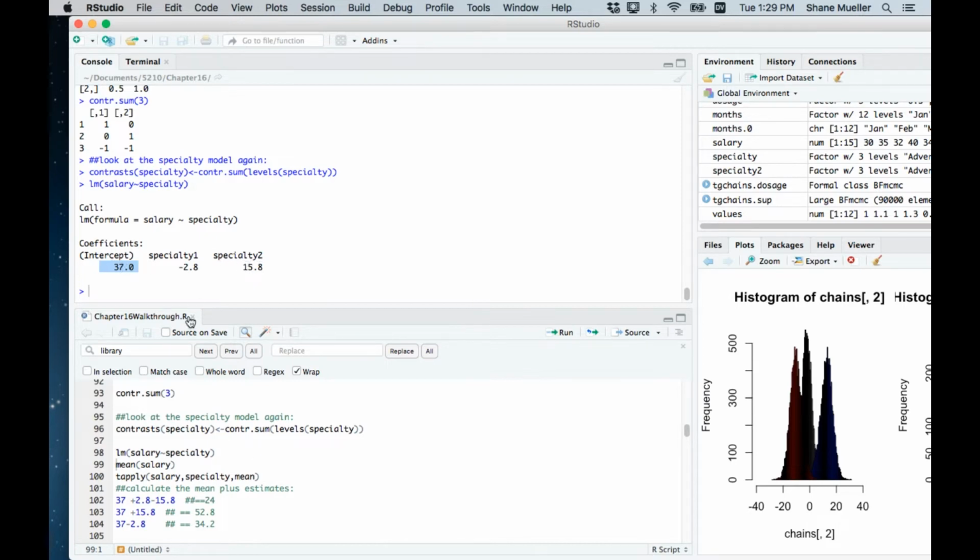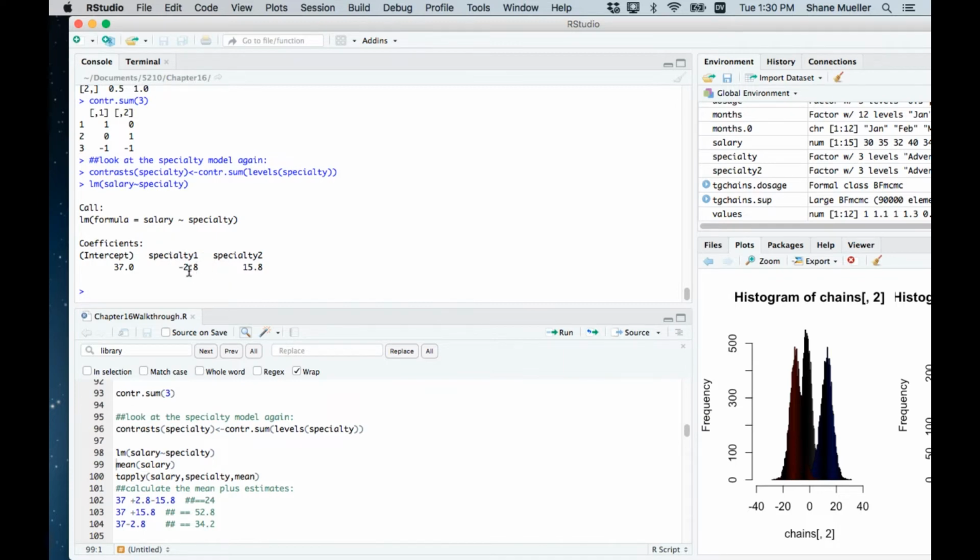And then you can do that for all but the last one. The last one is just the reverse of all of these. You take this and you subtract all these from it. So you would add 2.8 and subtract 15.8, and you'd get 24, which is the level for the last group. So this is a little hard to interpret, but it's nice that it leaves the intercept as the grand mean.